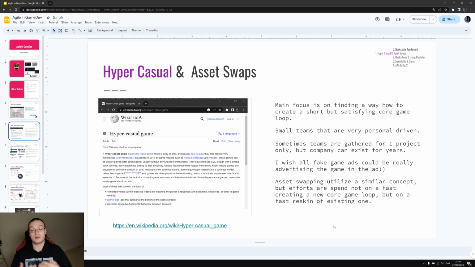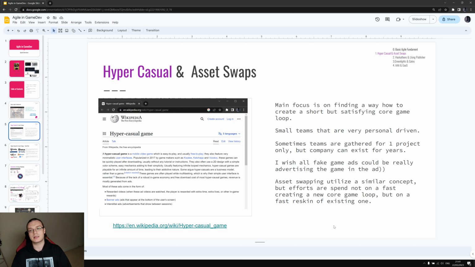Talking about asset swapping, and why I put them on the same slide: from the development perspective, it's a similar concept. You are not concentrating on the core game loop, you're concentrating on something that can be easily done from a technical perspective. If you are not doing new game design, you're just changing the textures, just changing some visuals. So the idea is reskinning something that already exists, and usually it's also done in a very, very short time.